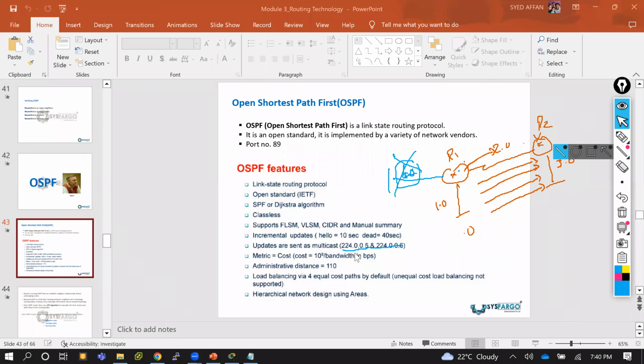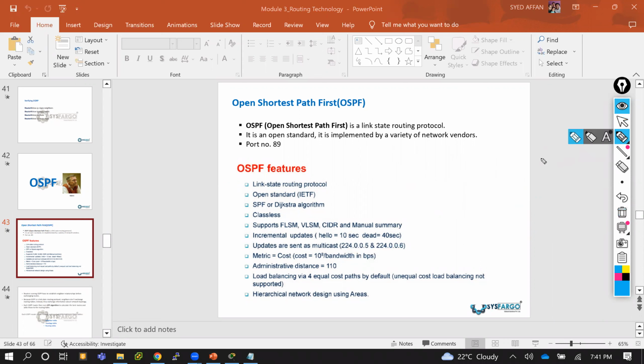Okay, so what is this multicast, why does it use a multicast IP address, and how exactly does communication happen when you have implemented a routing protocol on the routers? That's what we are going to discuss here. For example, I have one router, which is connected to multiple routers. So this is my router one, connected to multiple routers.